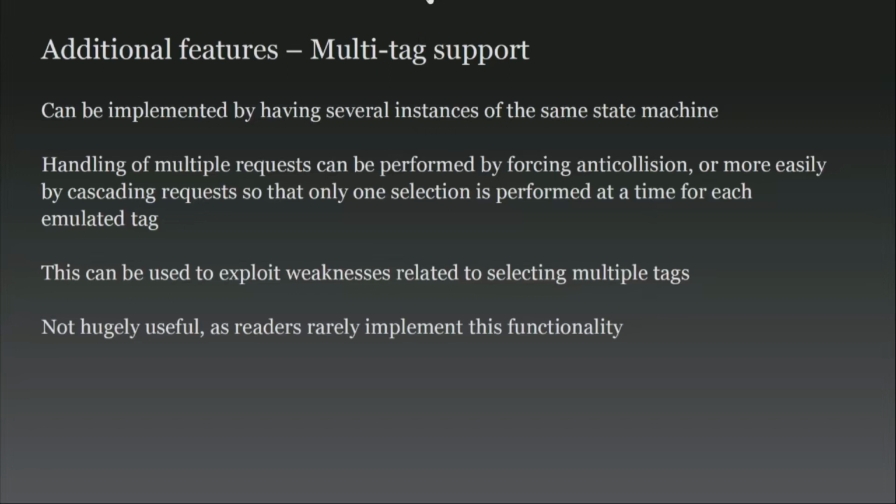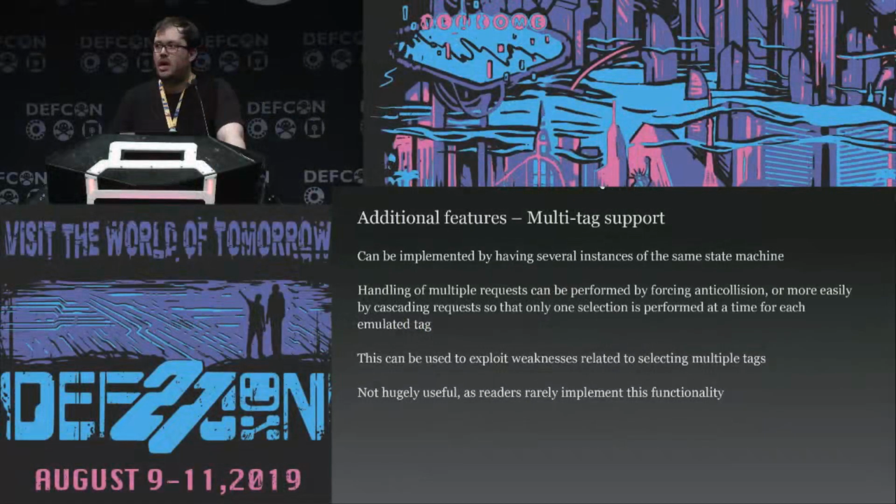So this can be handled by just taking the same state machine that was being created and making sure that the responses matched what would happen if there were two tags in the field. So this would be either forcing anti-collision by sending randomized data when selections were made, or by cascading requests. So one tag was selected, wait for it to be selected, and then bring up the other one in it. There was not a huge amount of weaknesses I could find with this, but I thought it was quite interesting.